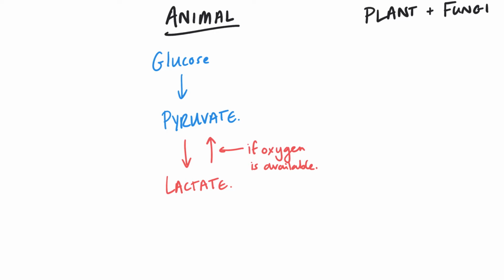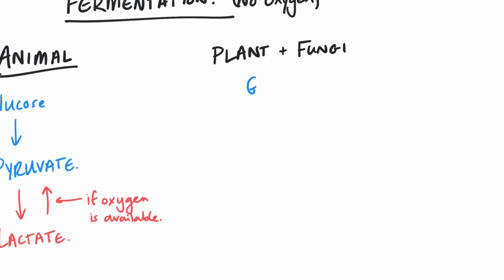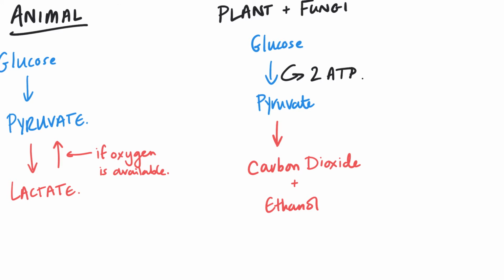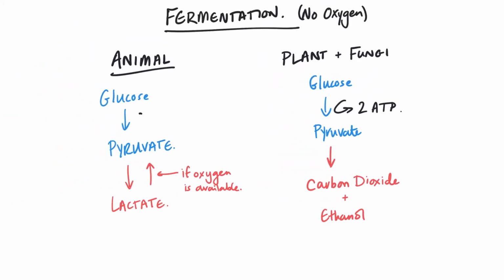In plant and fungi cells, it's a little bit different. Your glucose gets broken down into pyruvate as before, but this time, when there is no oxygen present, that pyruvate will be converted into carbon dioxide and ethanol, which is a type of alcohol. In fermentation in animal, plant and yeast cells, you will only ever gain 2 ATP from these processes. So 2 ATP will be released in stage 1 when the glucose is converted to pyruvate, but you will get no energy released after that, so it's only ever 2 ATP.